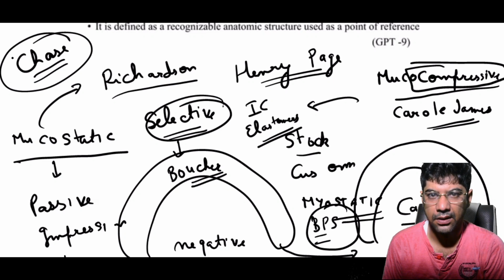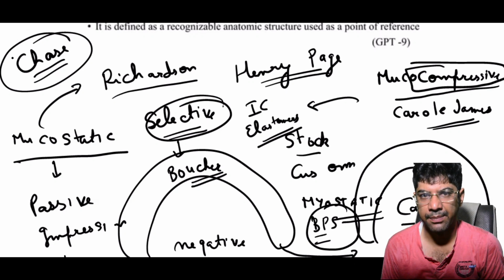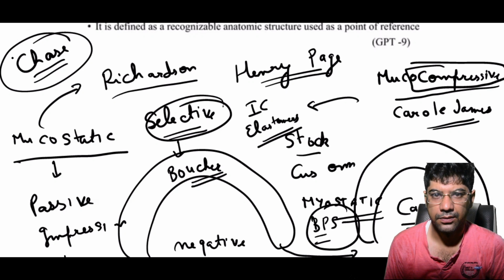Now let us discuss the various techniques of the impression making. The first is the primary impression. It is a simple and straightforward method to capture the general shape of the mouth. Other is the definitive impression.